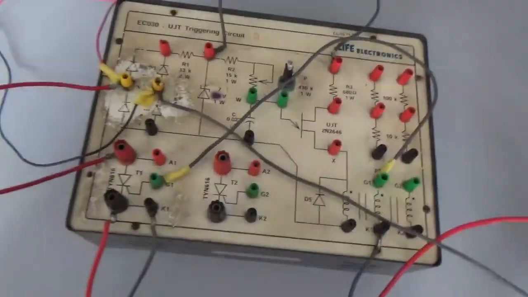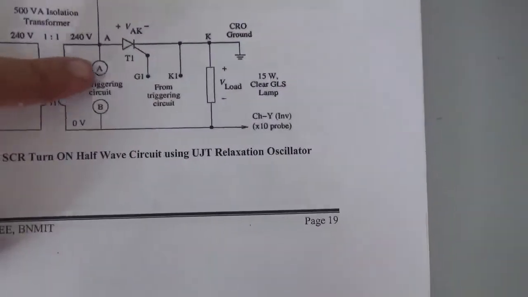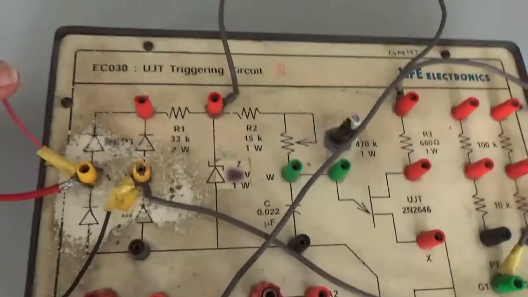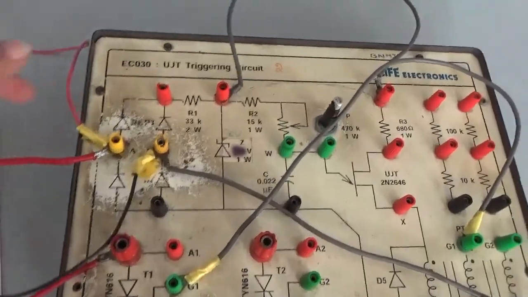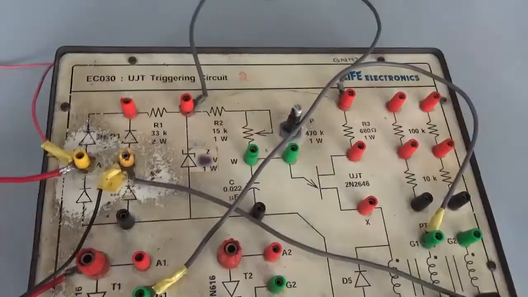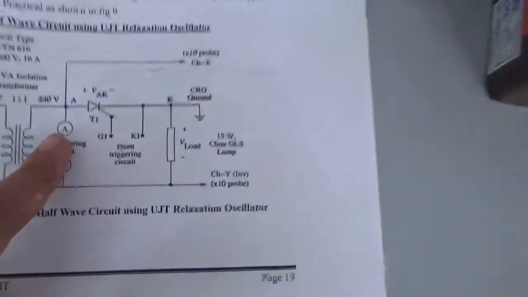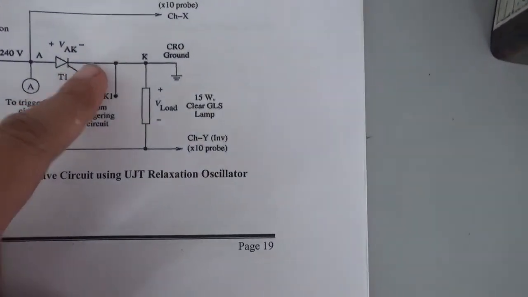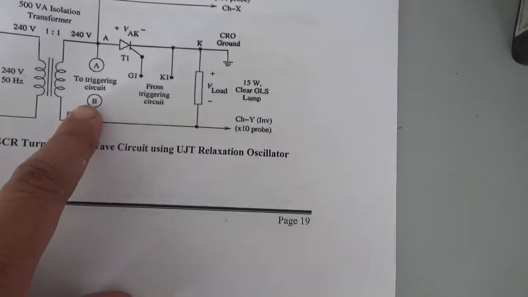Right. This is a very simple circuit. We can see it in the manual here. We have supply AB terminals. This AB is nothing but your supply terminals, the positive and negative of the supply, which are red and black. Red you can take as A, black you can take as B. So from A, it is going to the anode of the SCR. From the cathode, it is going to one terminal of the load. From the other terminal of the load, it's coming back to the supply.